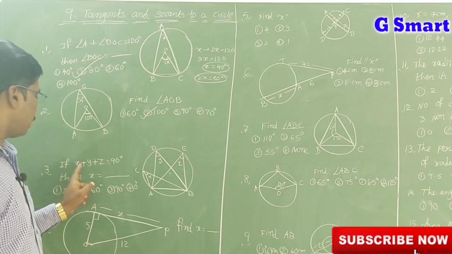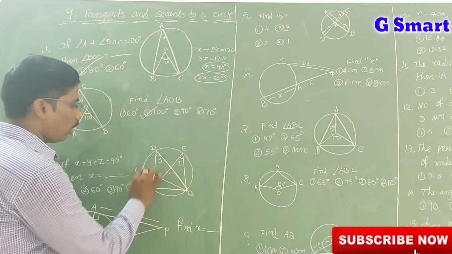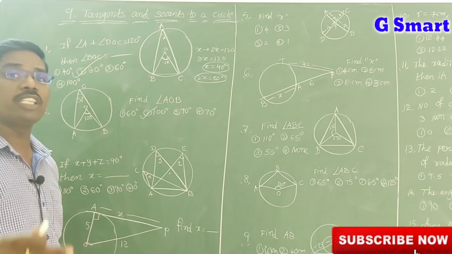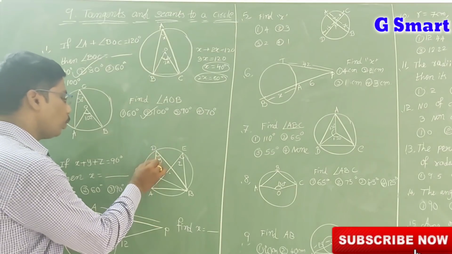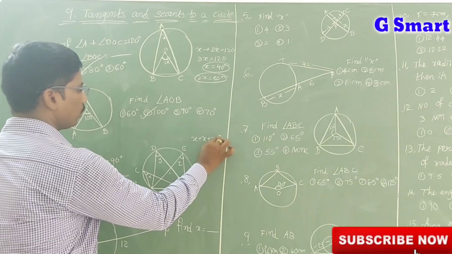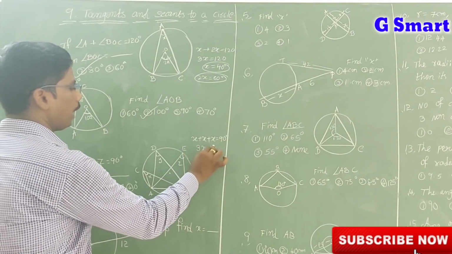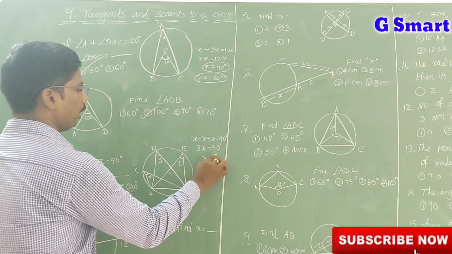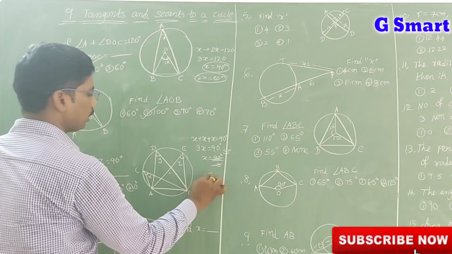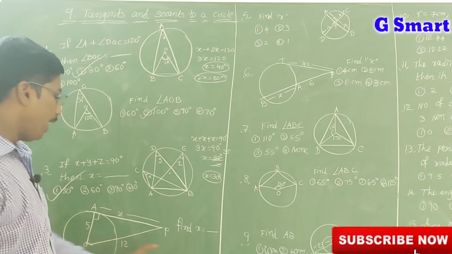Next, if x plus y plus z is equal to 90 degrees, then x is equal to? See this x, y, z. These are all angles in the same segment. Already I gave the concept yesterday: the angles in the same segment are equal. Means x is equal to y is equal to z. So we can say x plus x plus x is equal to 90, because y is equal to x and z is equal to x. Now 3x is equal to 90, x is equal to 90 by 3. So x is equal to 30 degrees is the answer, option first.